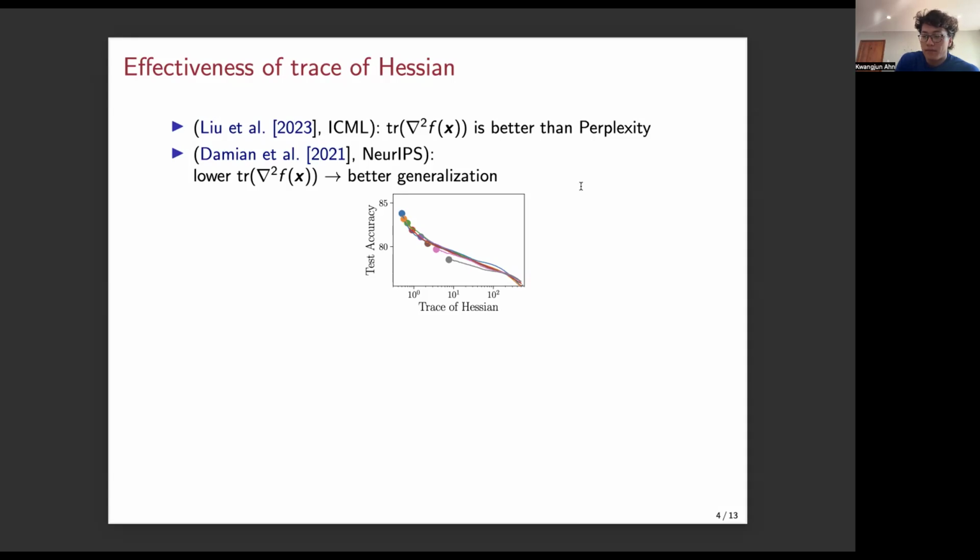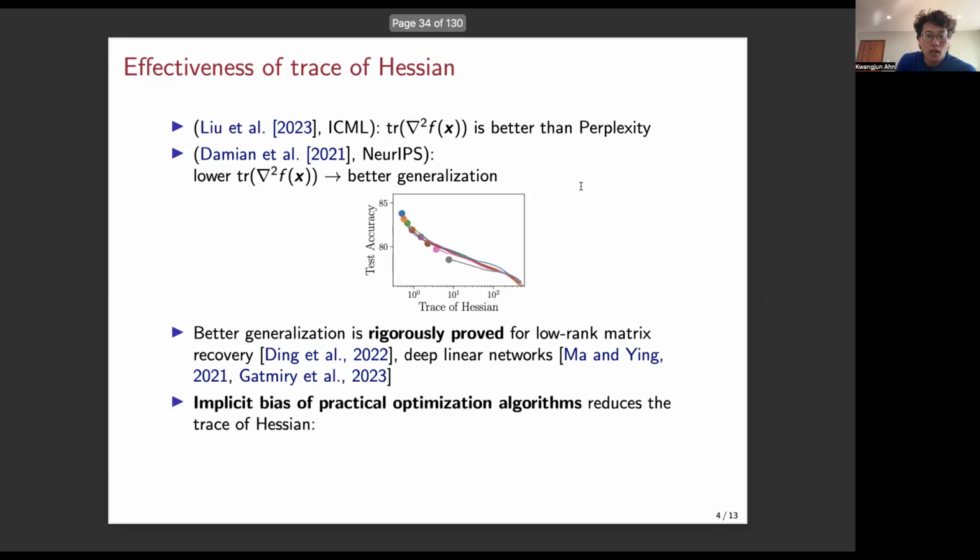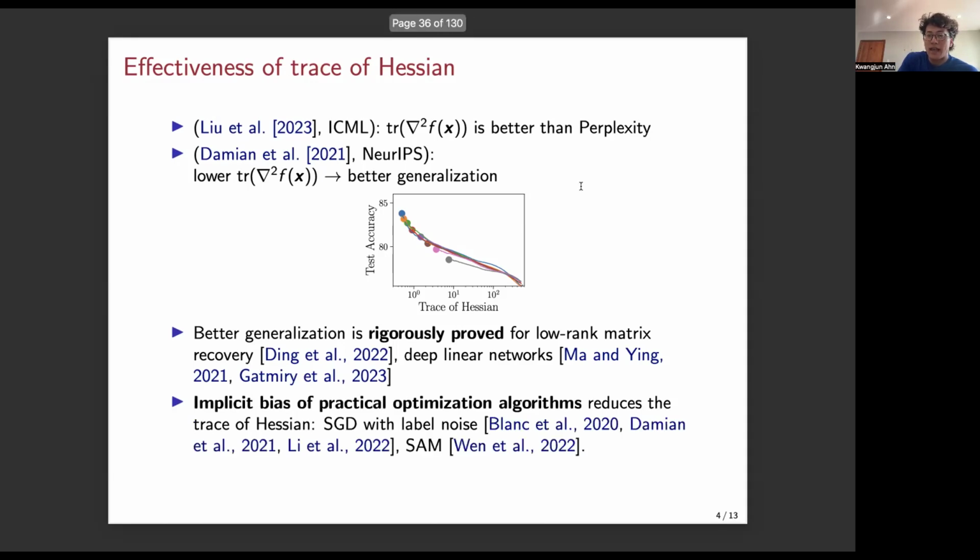There is more theoretical evidence. Several works have shown that better generalization can be rigorously proved for specialized models, such as over-parameterized low-rank matrix recovery, so it's a non-convex problem, or deep linear networks, shown by these two works, Ma and Ying, and Gatmiry et al., from last year. Also, notably, several works have shown that practical optimization algorithms have an implicit bias to reduce the trace of Hessian, such as SGD with label noise and SAM.